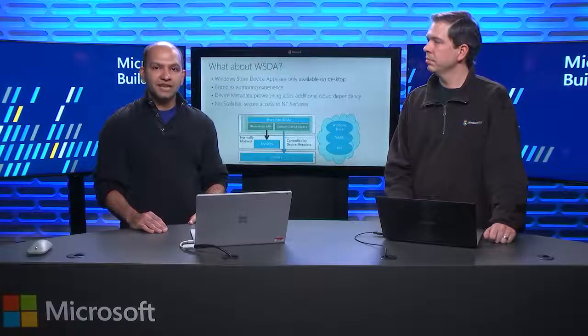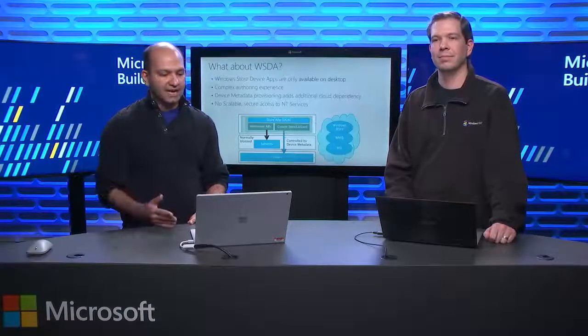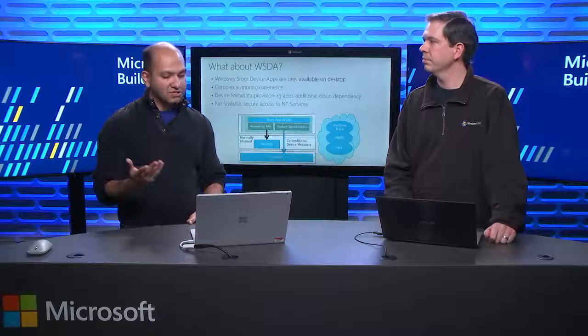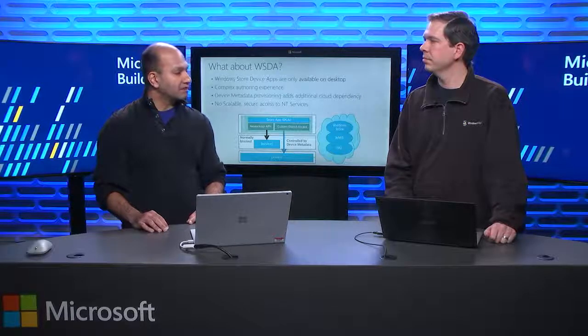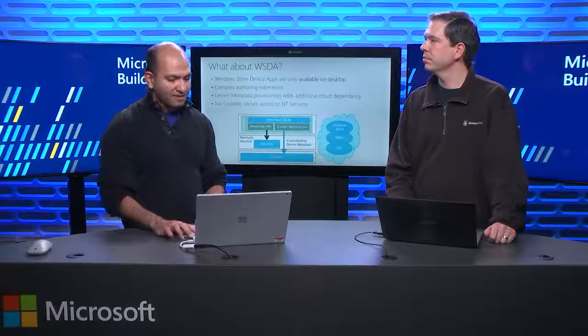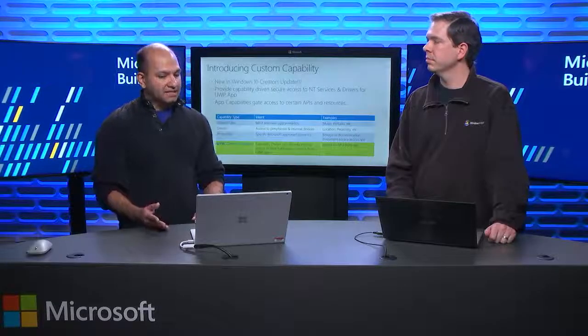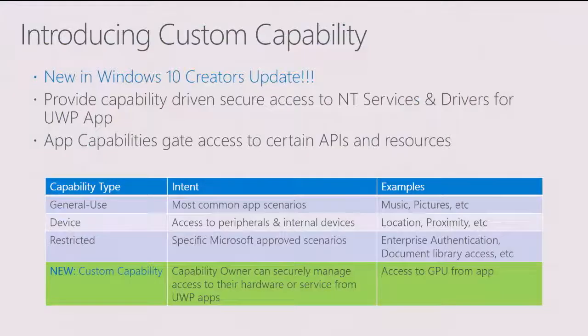This functionality also aligns with Microsoft's long-term goal of enabling a richer hardware-driven universal app ecosystem and making it available to all the Windows 10 device form factors. The way we've enabled this in the Creators Update is by introducing custom capabilities. They are very similar to app capabilities that are already available, and UWP apps use them every day. Custom capabilities allow the capability owner, who is also the owner of the system resource, like the driver or the NT service, to securely grant access for its use to any number of UWP apps.